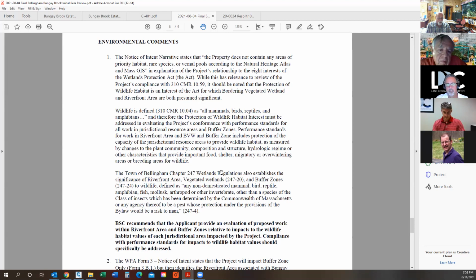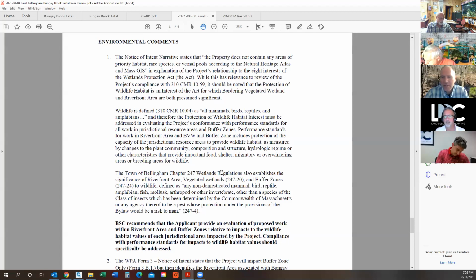So what we're going to need to do is quantify the amount of activity, even temporary activity, that's going to take place in the riparian zone. Essentially, I think what happened is that the riverfront area was looked at as a buffer zone, as opposed to a resource area itself.